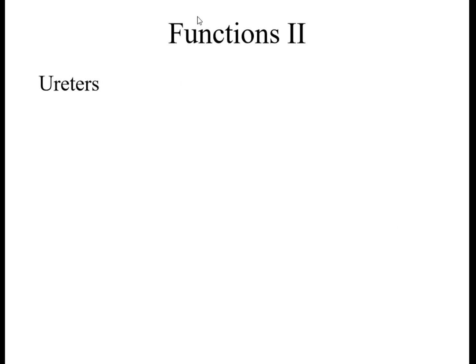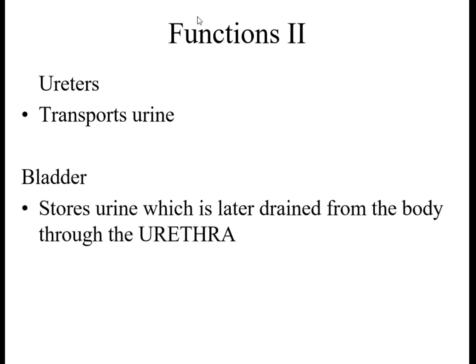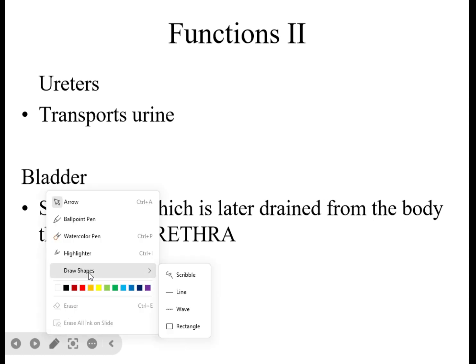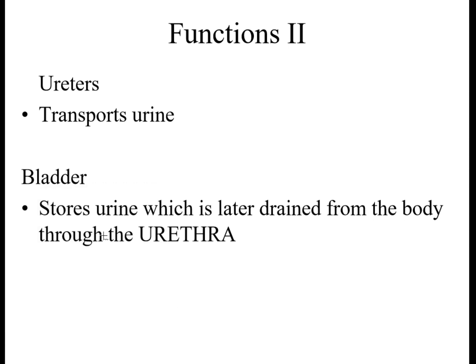Then the next is the ureters. They transport the urine. And if I talk about the bladder, it stores urine, which is later drained from the body through the urethra. So as you can see here, the ureters transport urine, and the bladder stores the urine, which later passes out through the urethra.